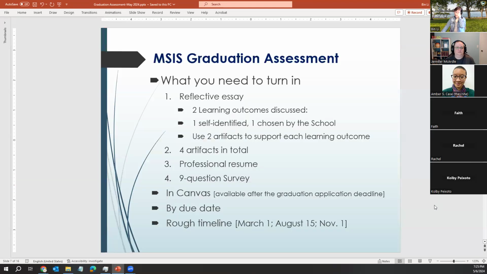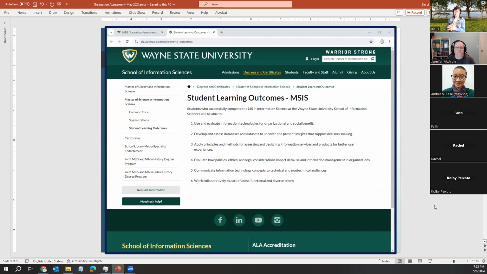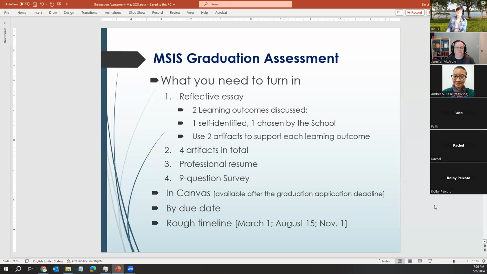So for the MSIS graduation assessment, the learning outcomes are new ones. Previously, I think we had 5. Now we have 6, and I like this set better. It's kind of easier to understand. So now we have the 6 learning outcomes. They are the new ones, and we will just use this new set of learning outcomes for MSIS, previously MSIM, starting this semester. This is actually what we have been doing for the past several years for our assessment.